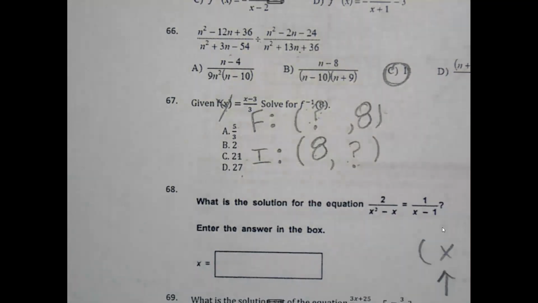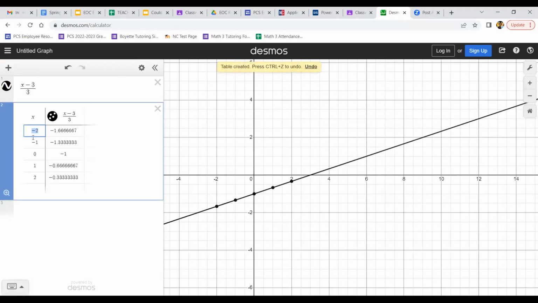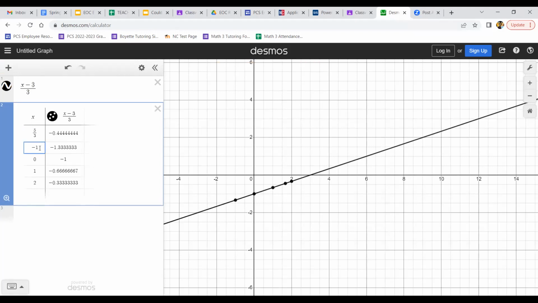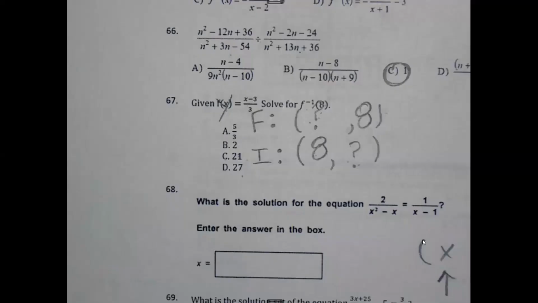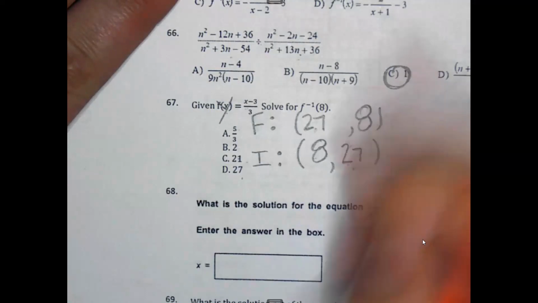So I'm going to go up here. I'm going to make the table show up because the table is a really good way to plug in numbers. I can plug in 5/3. I can plug in 2. I can plug in 21. And I can plug in 27. So then when you look at them, when you plug in 27, 8 is the output. So that means they plugged in 27 and got 8. So for the inverse, if you plug in 8, you get 27. So it's this one.